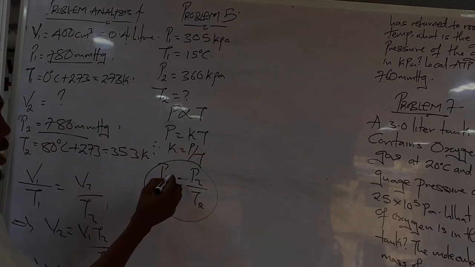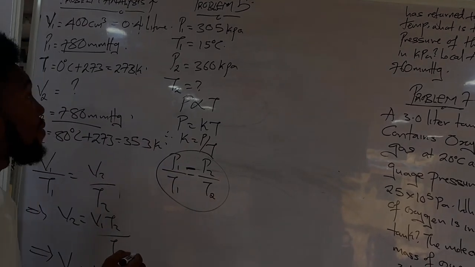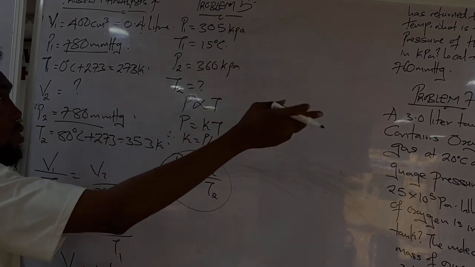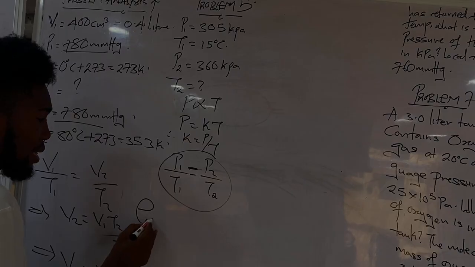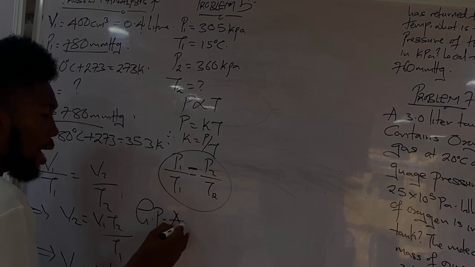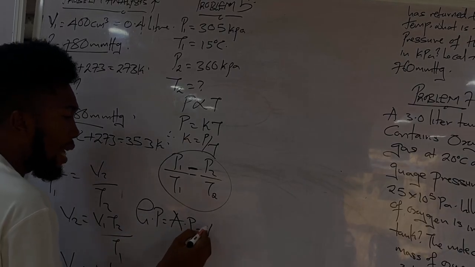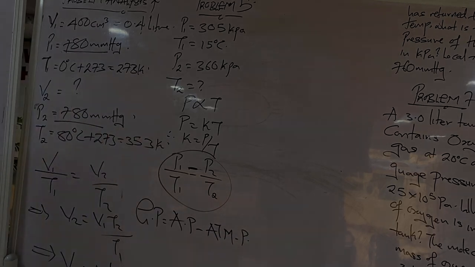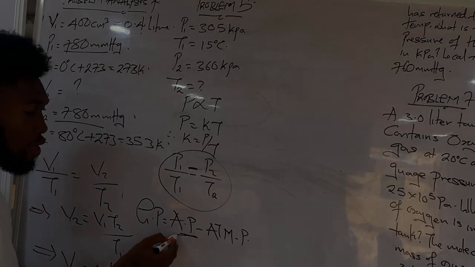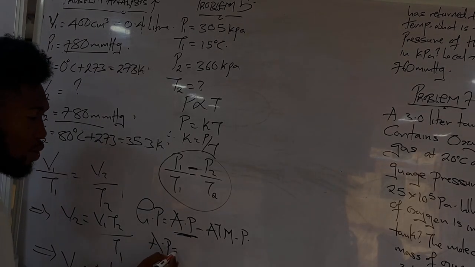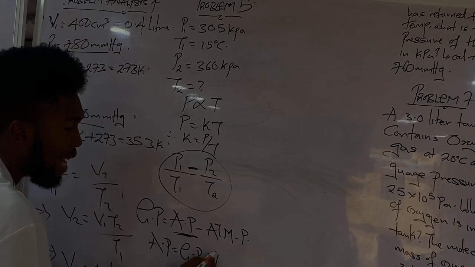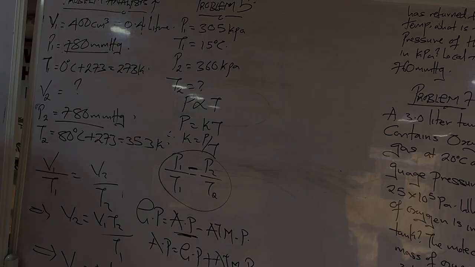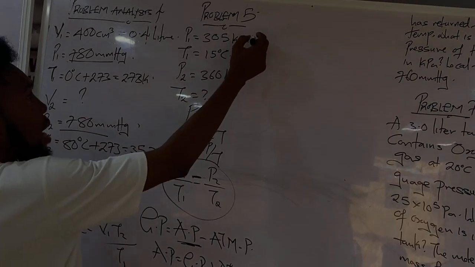So we have this now. It means that we have to convert all our gauge pressures to actual pressure. I told you that gauge pressure is equal to actual pressure minus atmospheric pressure. So that is the formula for gauge pressure. How do we get our actual pressure? The actual pressure is gauge pressure plus the atmospheric pressure. Are we getting it now? So what is going to be the pressure we are using here?